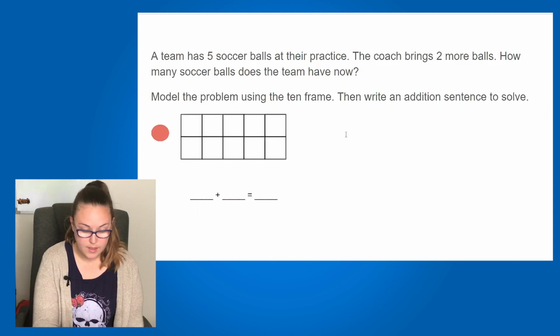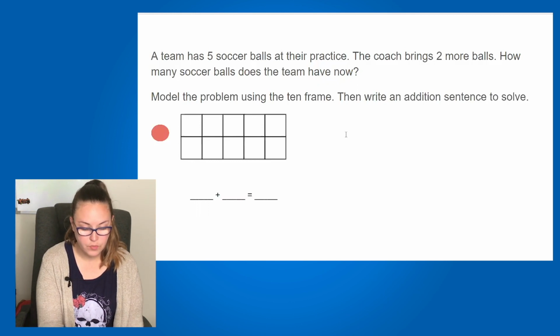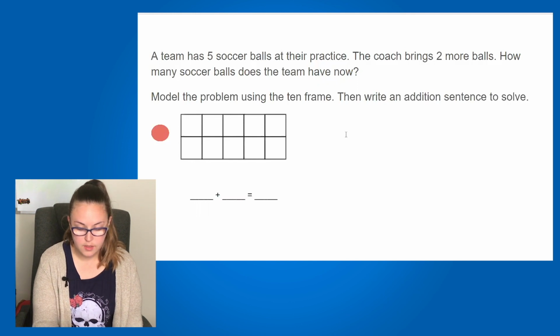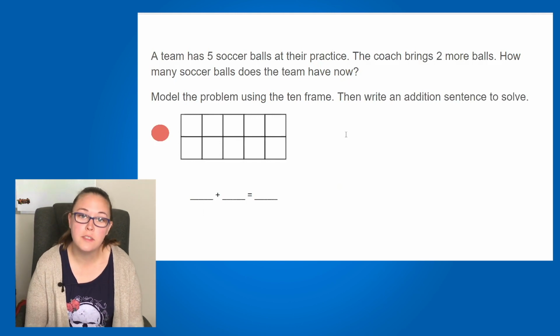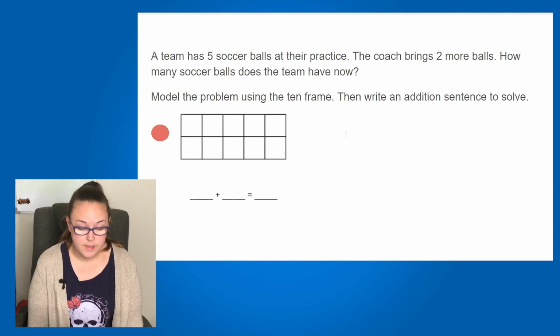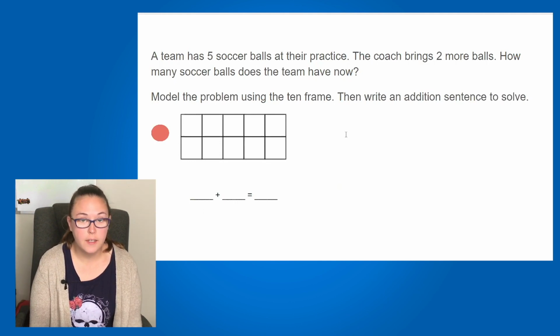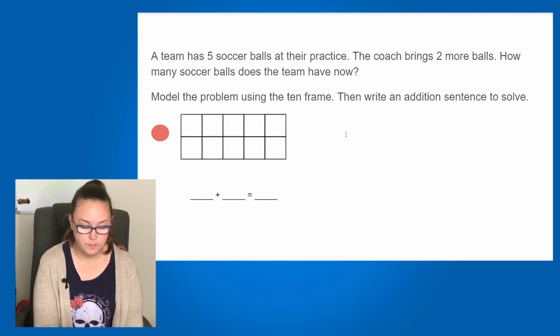A team has 5 soccer balls at their practice. The coach brings 2 more balls. How many soccer balls does the team have now? Model the problem using the 10 frame, then write an addition sentence to solve. All right, so tell me the story behind this problem. So we're at soccer practice, and the team has 5 balls that they're using to practice with. How do we model that?